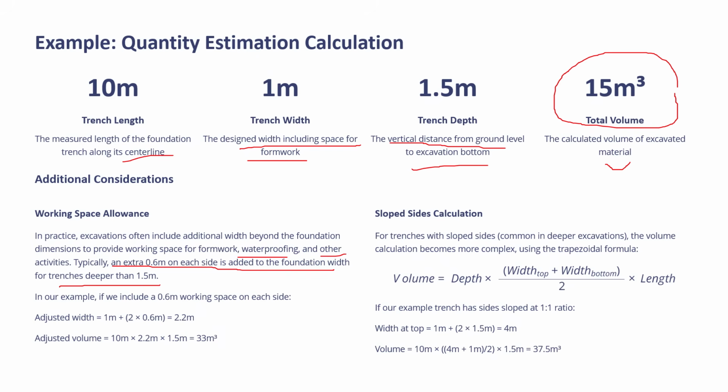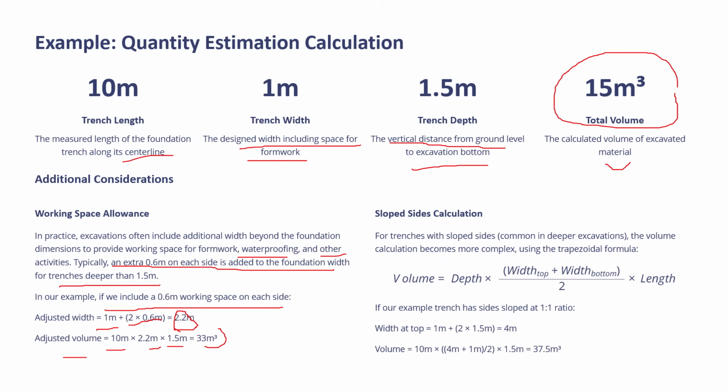meter. So in another example, if we include 0.6 meter working space on each side, adjusted width will be 1 meter plus 2 into 0.6 meter, meaning 0.6 meter on both sides. So the width, which is 1 meter, will be taken as 2.2 meter, and adjusted volume will be 10 meter length, 2.2 meter width, and 1.5 meter depth.